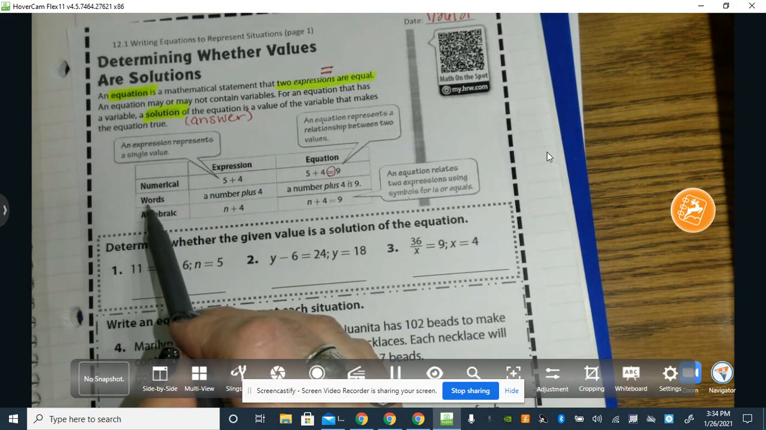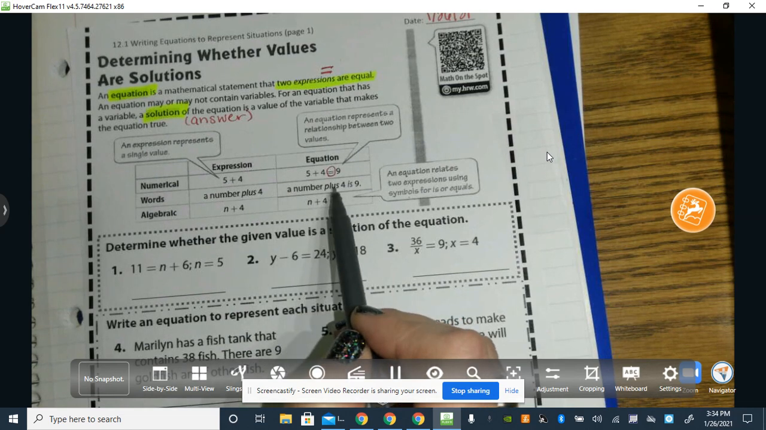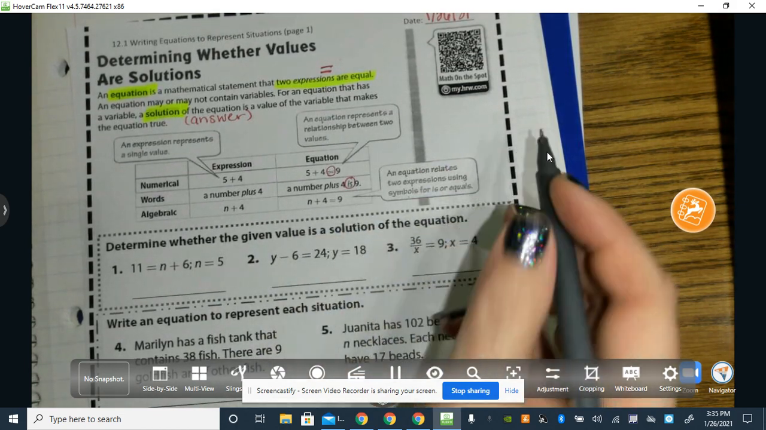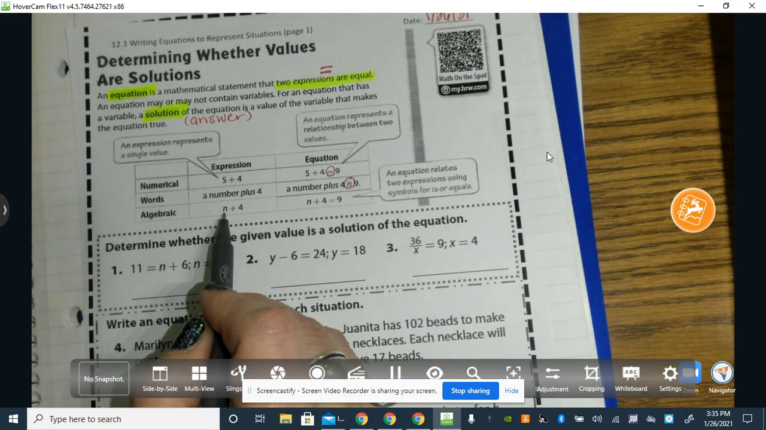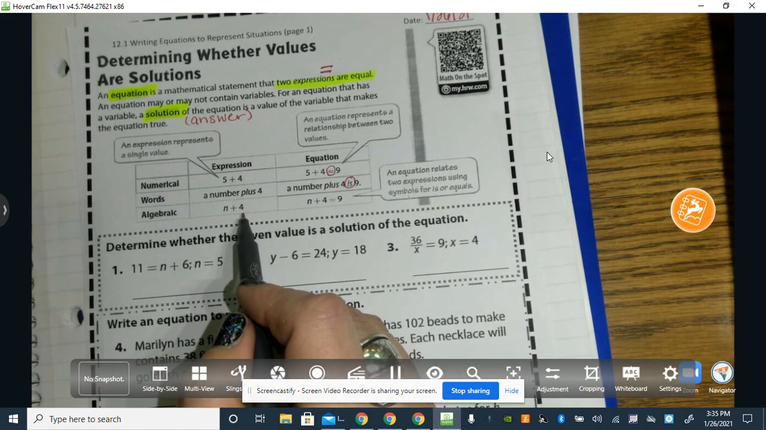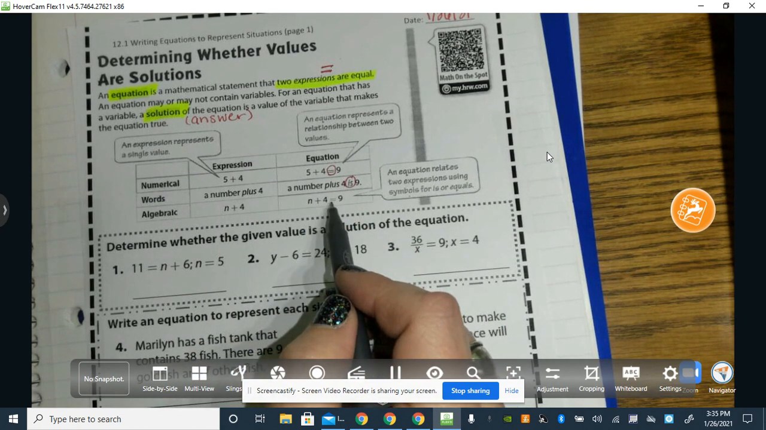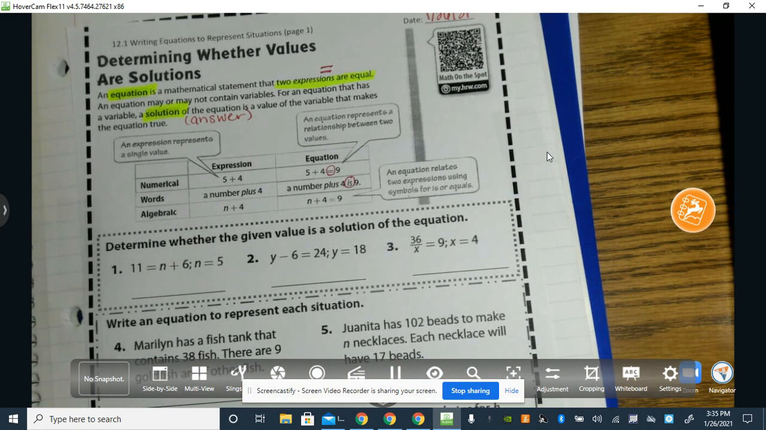Okay? Words such as a number plus 4, well, we know that plus 4 is adding 4. All right, a number plus 4 is 9, so we know we're going to add 4, and it's going to equal 9. The keyword "is" means to equal. So here's an example of it. A number plus 4, that's our algebraic expression, and our equation is a number plus 4 is equal to 9. Okay?